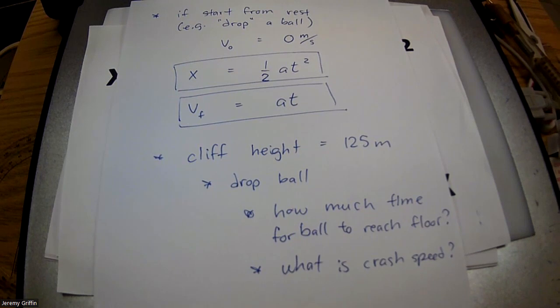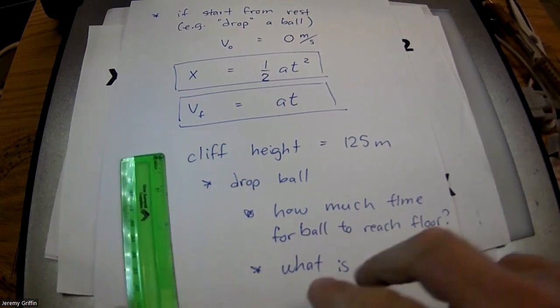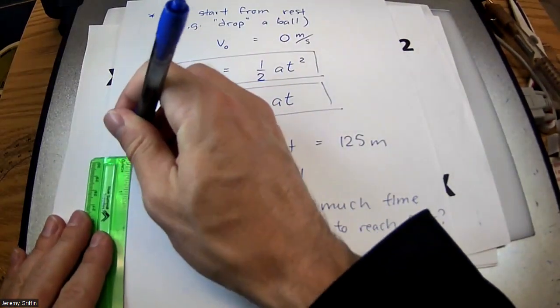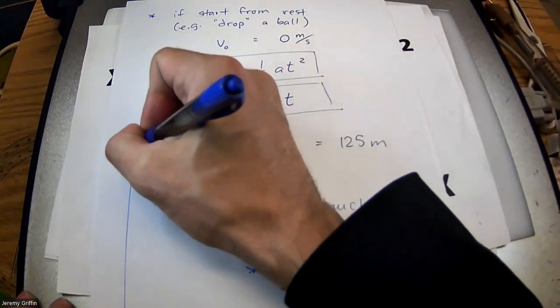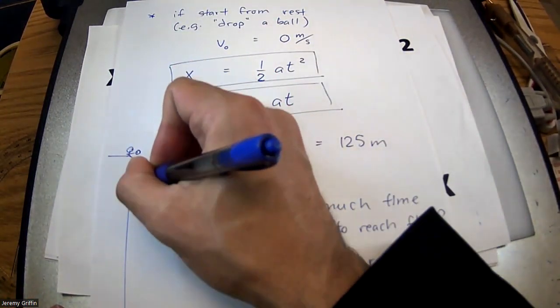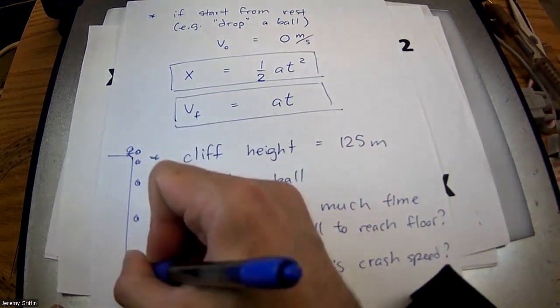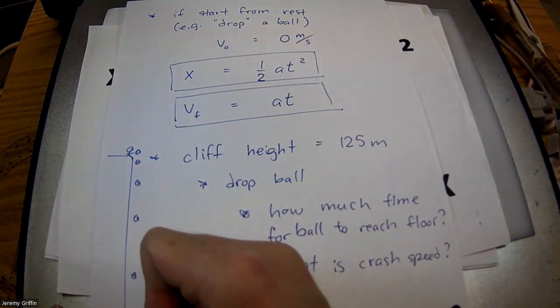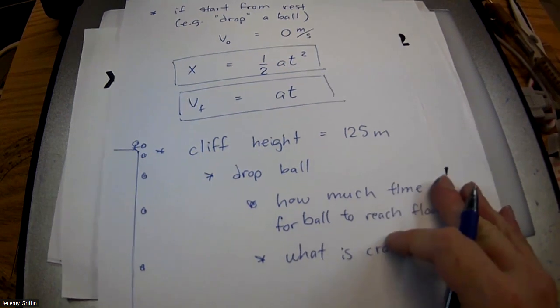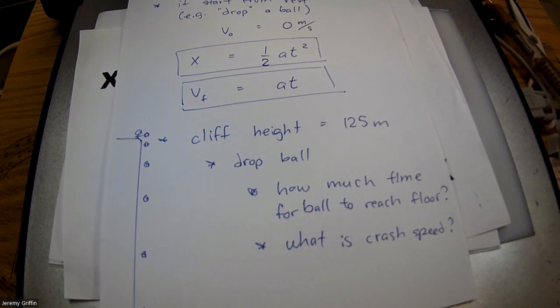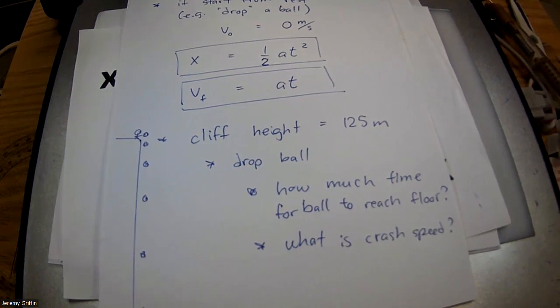Give you guys a head start there. So got a 125 meter tall cliff. You guys are solving that. We'll draw you guys a little picture over here. How much time does it take for the ball to reach the valley floor? And then later on, figure out how fast it is crash landing into the ground.